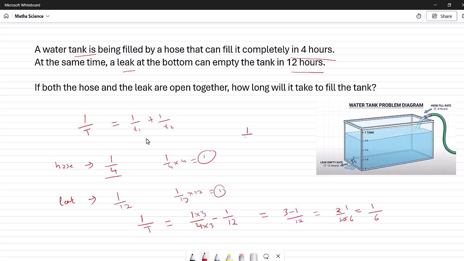So 1 by t is equal to 1 by 6. And to get t, we just flip this. So this would just become 6 here. So if 1 by t is equal to 1 by 6, we just flip both the sides. So that means our answer is 6 hours, okay? So that means if they're working together, so if the hose is filling the tank and the leak is working at the same time, it'll take 6 hours for them to fill up the tank, okay?